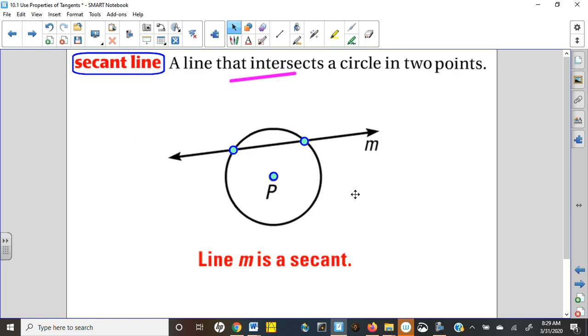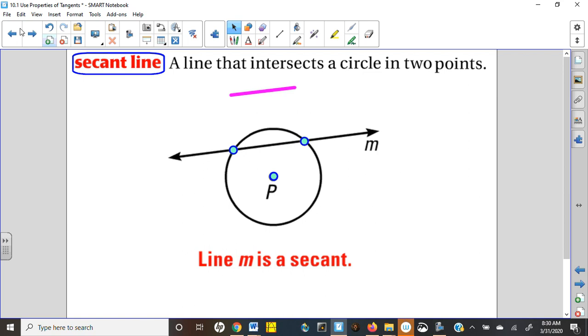So here's your definition of a secant line. A line that intersects a circle at 2 points. And you can see that's exactly what we have here. Line M is intersecting the circle at 2 distinct points, 1, 2, and we call that a secant line. I've also seen the definition described as a line that contains a chord, because if it contains a chord, right, here's the chord, it would have to have intersected the circle twice.